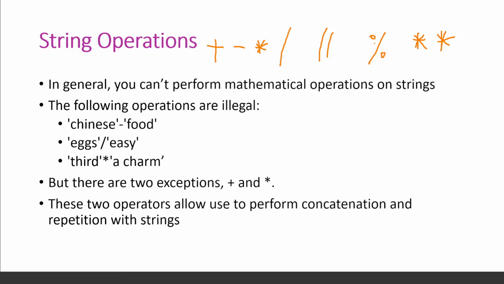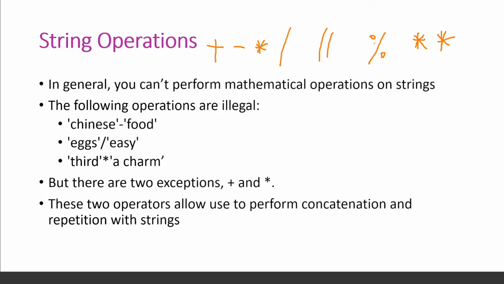And one of the things that we said was, our computer likes doing math with numbers, but we can't do math with words, right? Like, we can't say eggs over easy here as a funny little pun, or third time's a charm. That doesn't quite work. There are two exceptions though, and one of them is the plus sign operator, and the other is the multiplication operator. But when we use these with strings, they're no longer the plus sign operator and the multiplication operator. They are the concatenation operator, and the repetition operator.